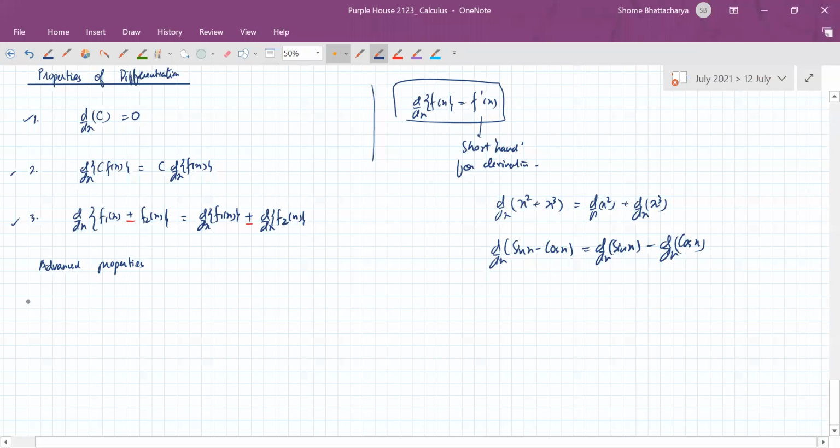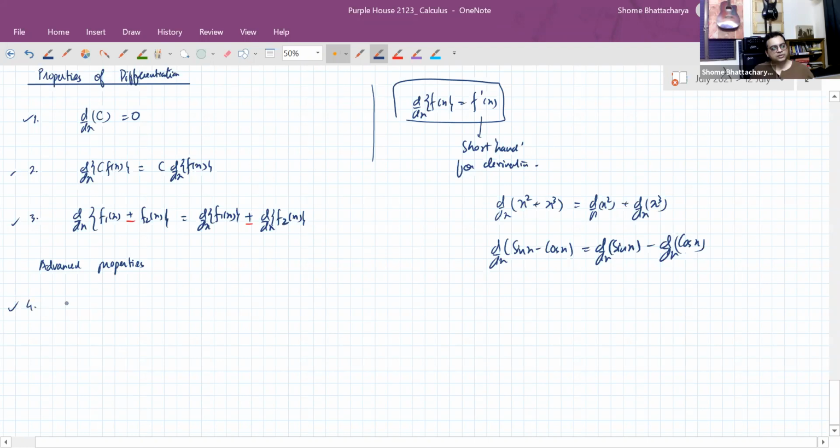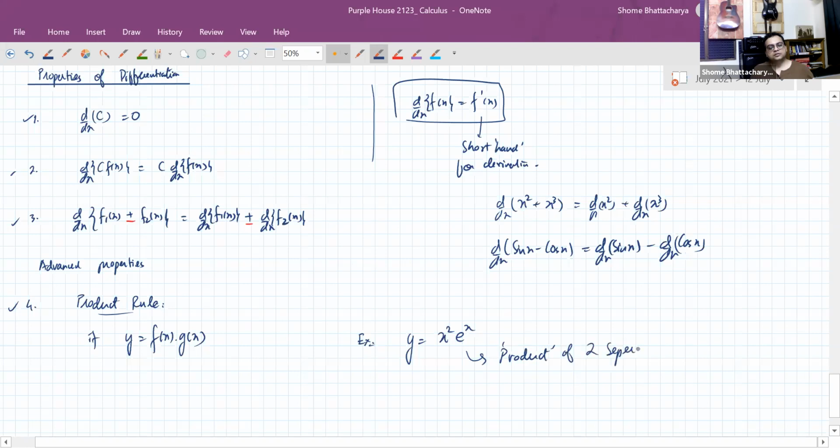Okay, now in the advanced properties, it's part of the same series, but now we are coming to the advanced ones. This one is called the product rule. So if y is the product of two functions, for example, if y is x square into e raised power x, you can see it's the product of two separate functions, one of them being x square and the other being e raised power x. And we can't simplify it further. Suppose it had been x square into x cube, then we could have simplified it. But this is x square into e raised power x, so we can't simplify it.